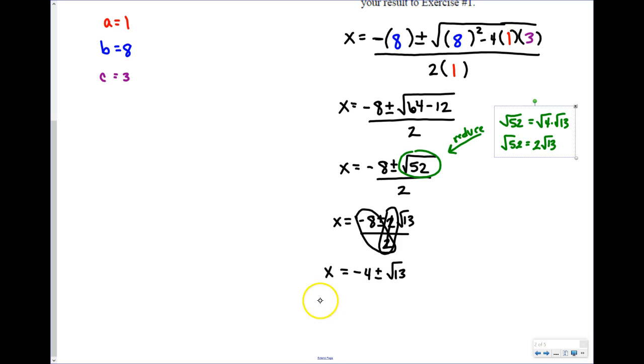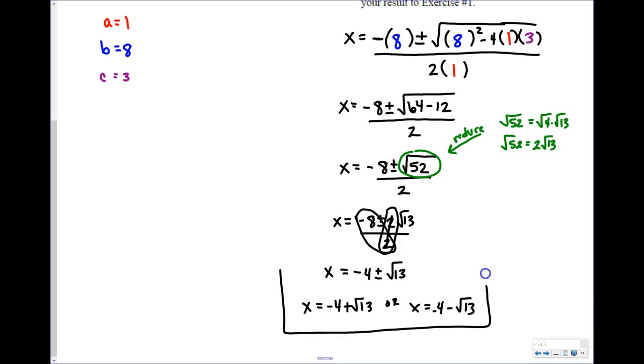Okay, so I can say my two answers are x equals negative 4 plus the square root of 13, or x equals negative 4 minus the square root of 13. Okay, so these are my solutions. Now this was a lot of steps and a lot of simplifying. So you've got to really be careful with your signs, and you can use your calculator to help.